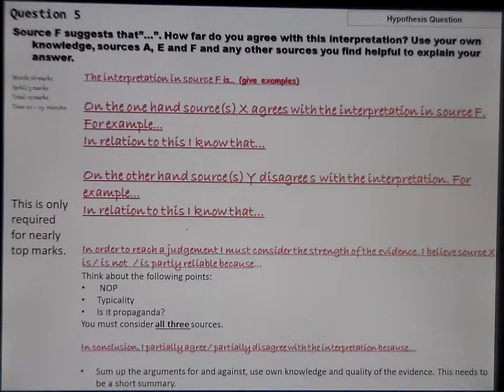Now make sure you leave enough time for question 5, but I would suggest that you do the questions in the order that they come because it's helping you to build up a picture of the overall issues.